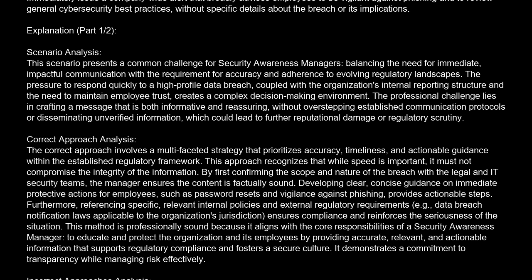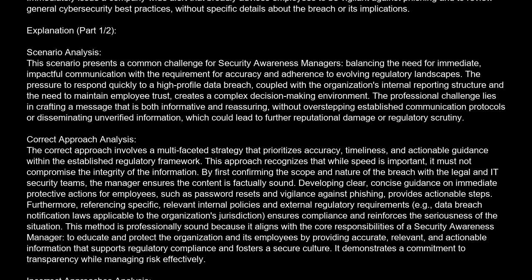Correct approach analysis. The correct approach involves a multifaceted strategy that prioritizes accuracy, timeliness, and actionable guidance within the established regulatory framework. This approach recognizes that, while speed is important, it must not compromise the integrity of the information. By first confirming the scope and nature of the breach with the legal and IT security teams, the manager ensures the content is factually sound.